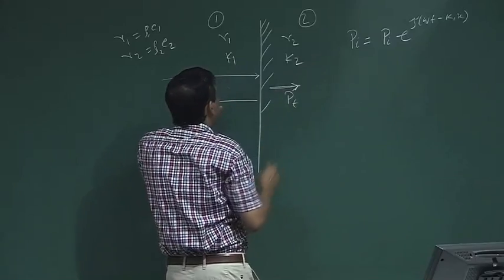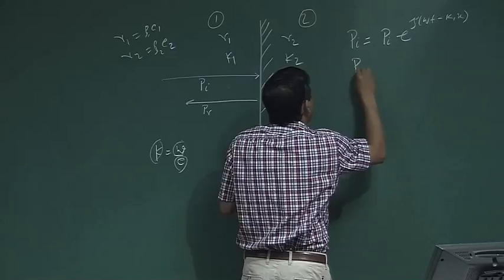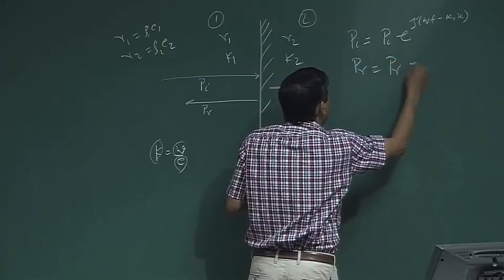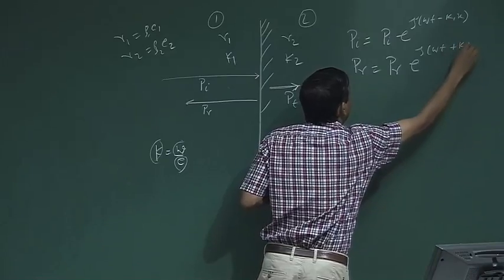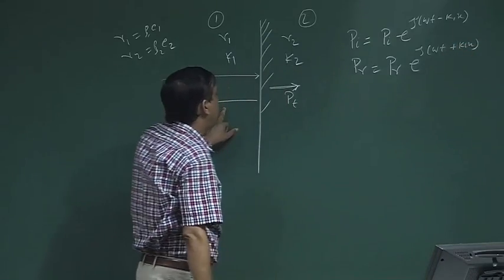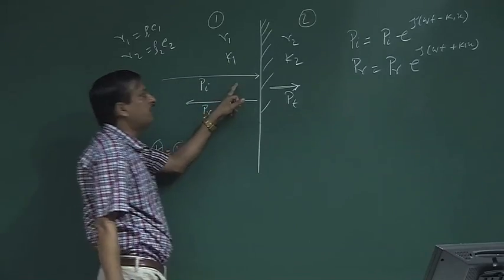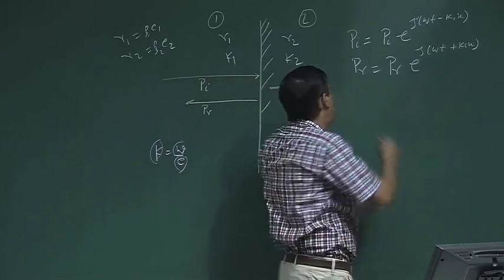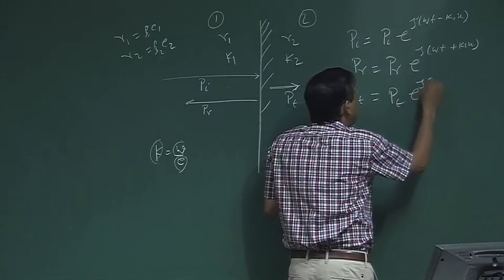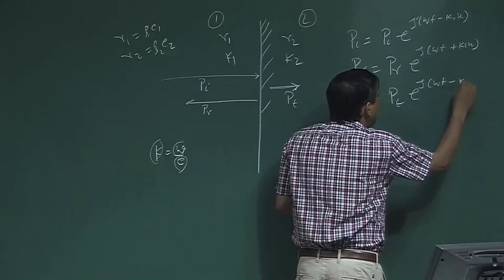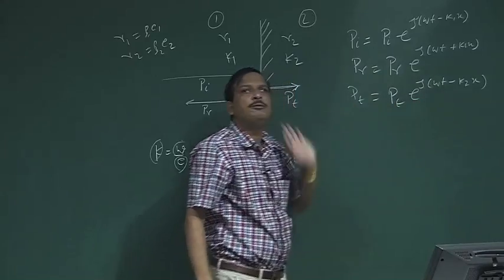So if I say the wave number of this medium is k1 and that of the other medium is k2, then Pi is Pi amplitude e to the power j(omega t minus k1x). Similarly, what is Pr? Pr is Pr amplitude e to the power j(omega t plus k1x). Why is it plus k1x? Because the direction of propagation of the reflected wave is reversed from the incident wave. Similarly, Pt is Pt amplitude e to the power j(omega t minus k2x), because the medium is different, so the wave number is different.